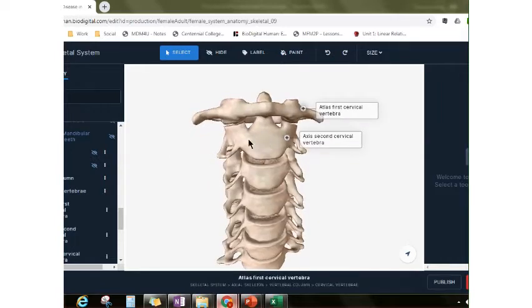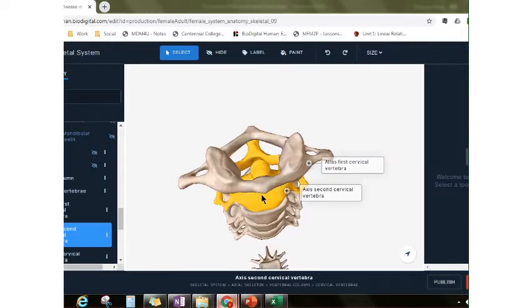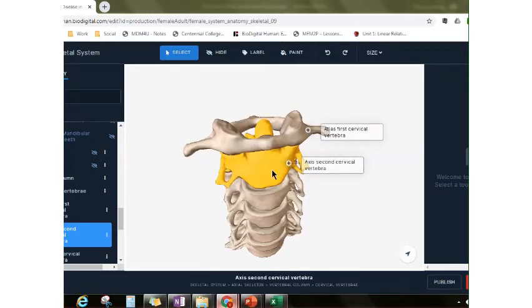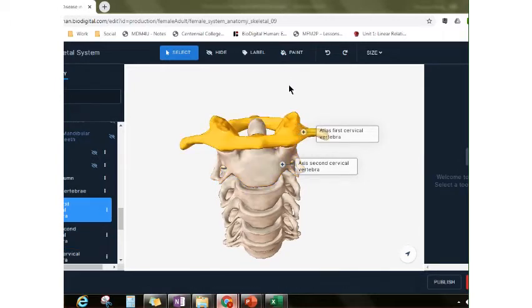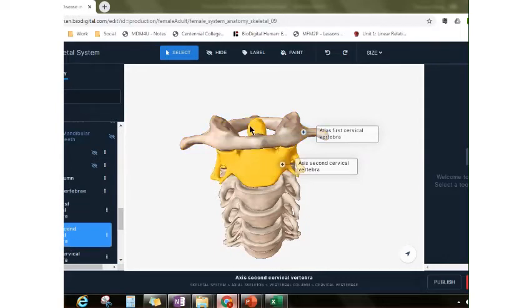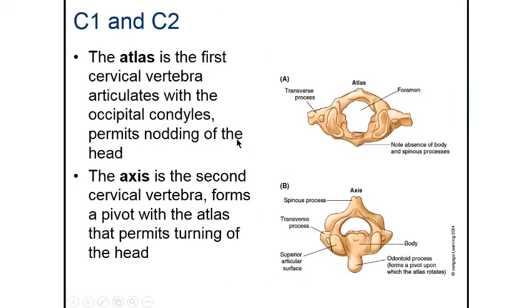If you take a look at C1 and C2, you can see there is a protrusion in C2 that goes through the center of C1. And this allows you to form what's called a pivot joint. And the pivot joint lets you turn the head side to side. So if you nod your head and say yes, that's the connection between the occipital condyle in the skull with the C1. And if you're shaking your head, that's the connection between C1 and C2 through this pivot joint. So let's switch back to the PowerPoint here.